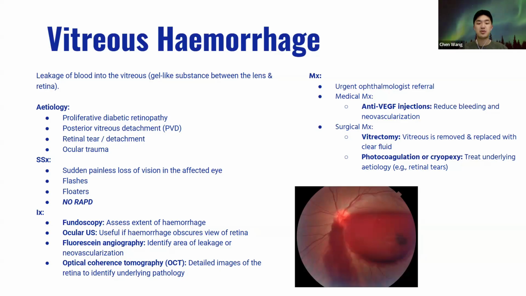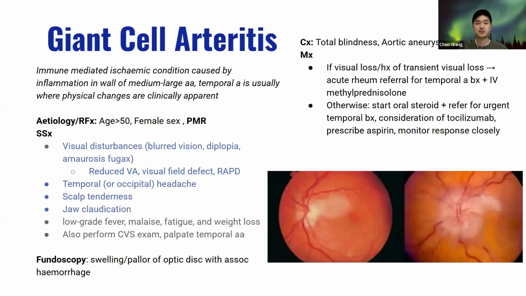And importantly, you can also do some more specialized tests. So you can do some fluorescein angiography or CT scans, but this is sort of beyond what would happen in the GP clinic. So for the management, it's very important to make an urgent ophthalmology referral, and they might start on some anti-VEGF injections to reduce the neovascularization, which triggers the leakage and bleeding in the first place. And there are some specialized surgical management options as well.